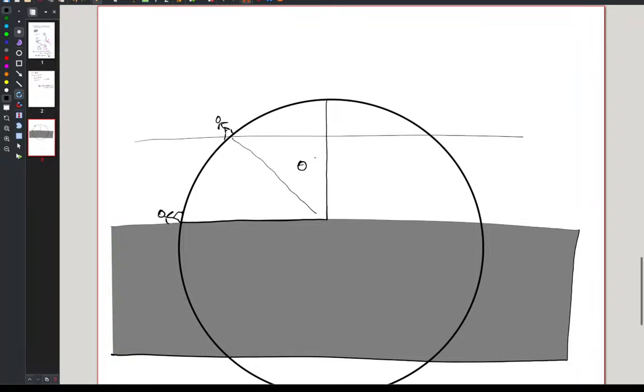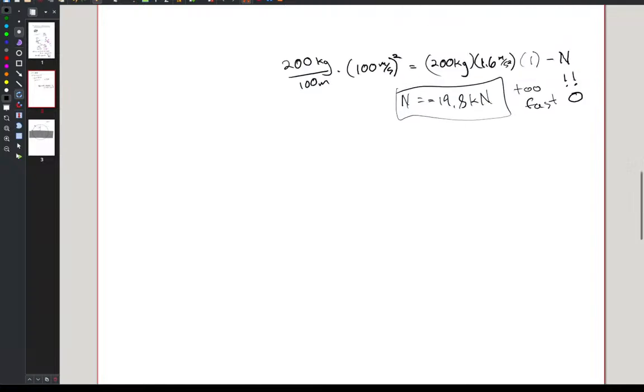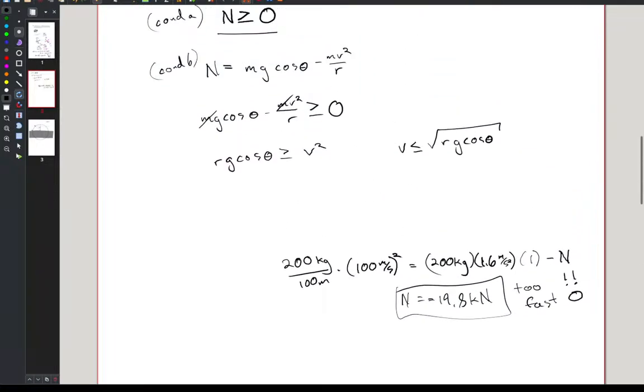So theta is much less than 1, which means cosine theta is 1. Always nice. Small angle, that's our engineer. We love linear approximations. Which makes things even easier, right? Root RG. Boom.